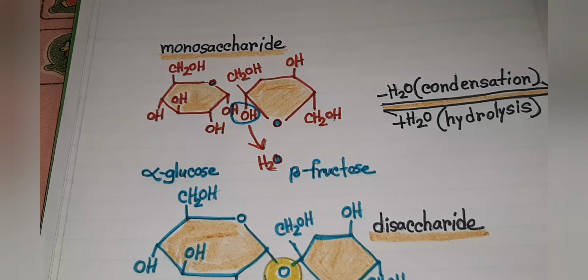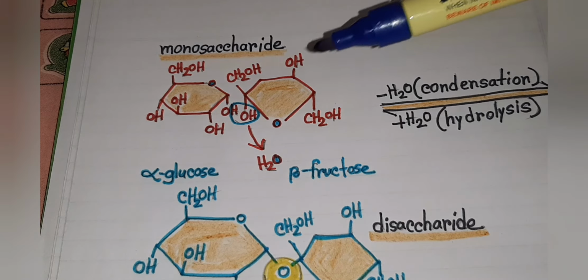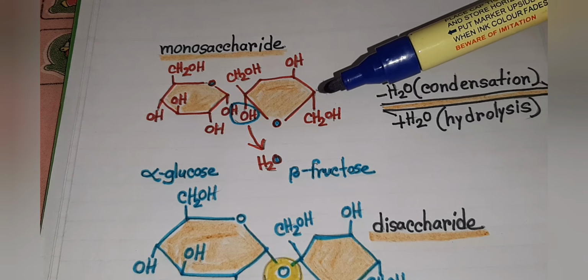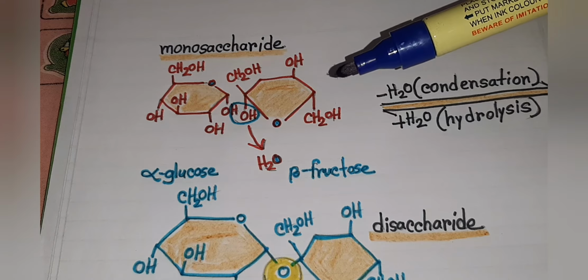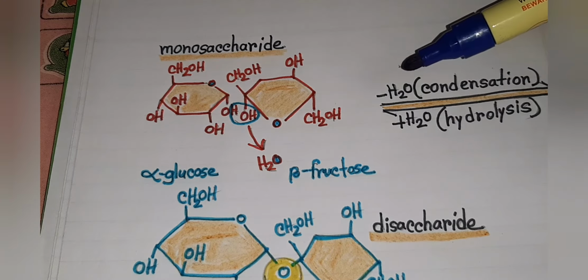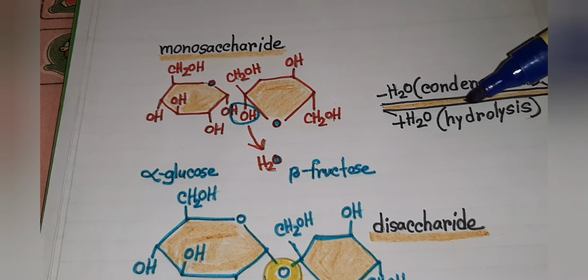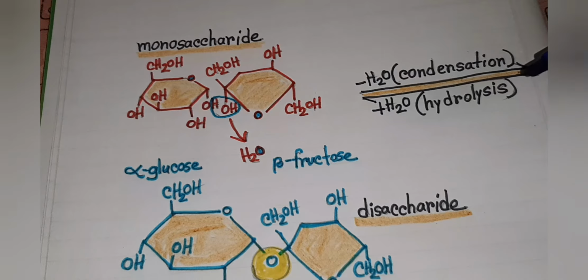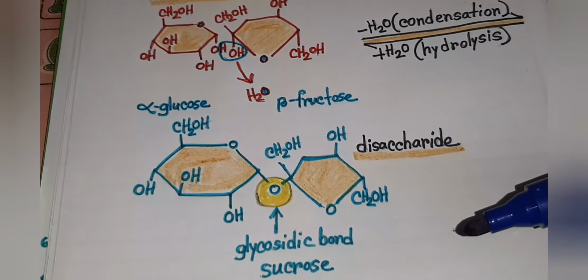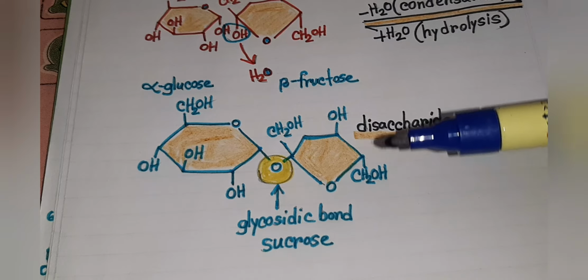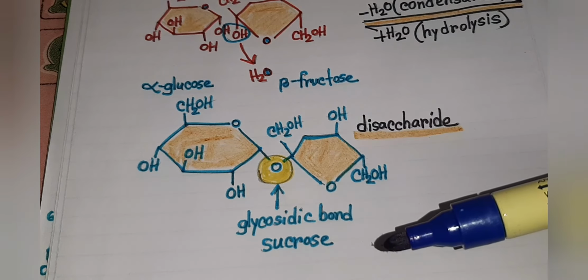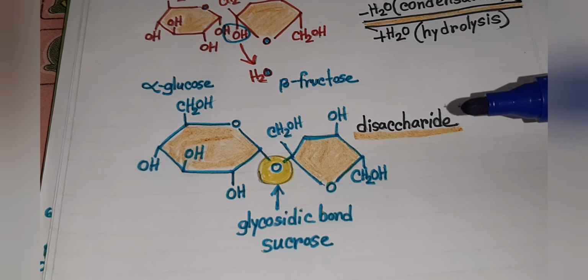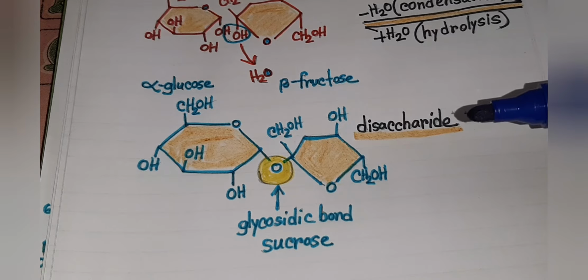So here is another reaction, with monosaccharides alpha glucose and beta fructose. Here is a condensation, where water is removed, and here water is added, that is hydrolysis. That is the other reaction. So they produce a glycosidic bond here, this one, and this is sucrose, a disaccharide. All right.